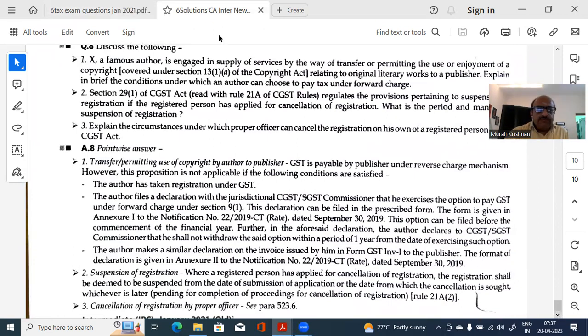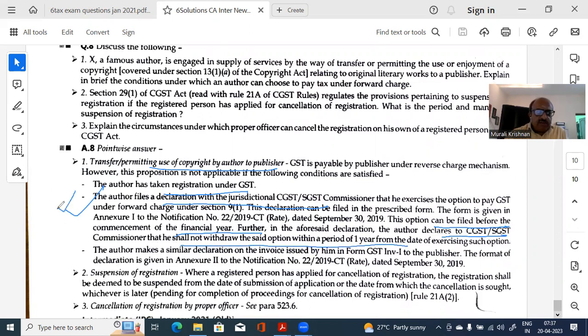Transmitting or permitting copyright, etc. These are the conditions. The author has taken GST registration. The author files a declaration with the jurisdictional officer that he wants to go for forward charge. And when can the option be availed? Before the commencement of the financial year. Further, the author declares to the CGST commissioner that he shall not withdraw it during the 1 year.